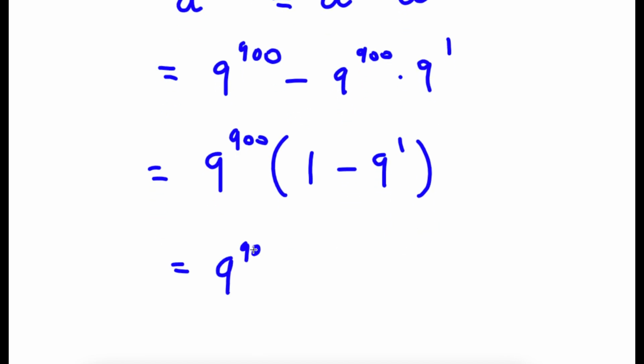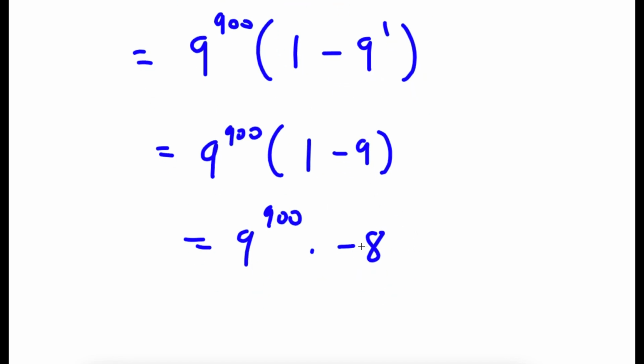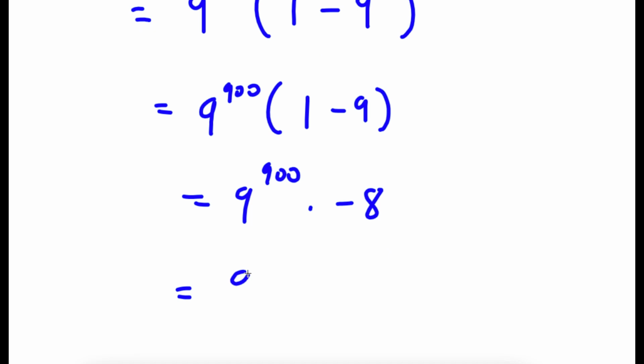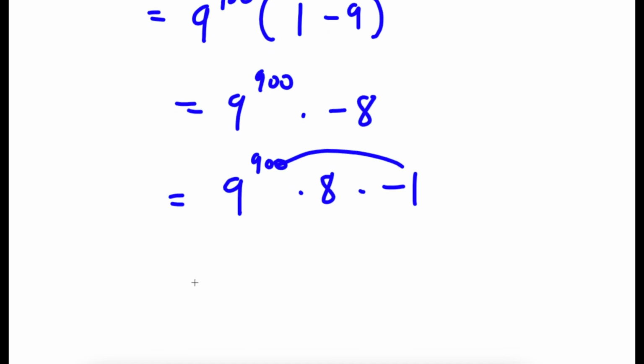So this is equal to 1 minus 9, which is equal to 9 to the power of 900 times negative 8. Now, I can rewrite this as 9 to the power of 900 times 8 times negative 1. Now, if I multiply negative 1 with 9 to the power of 900, I have negative 9 to the power of 900 times 8.